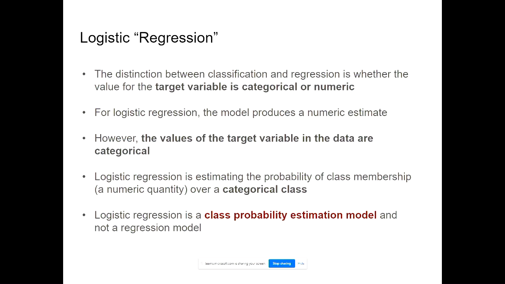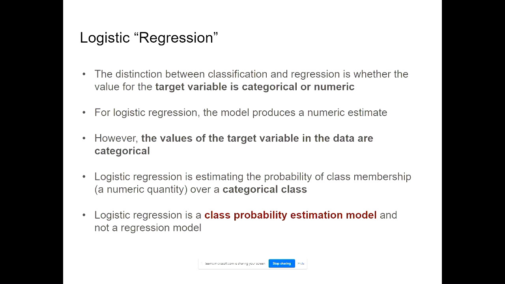So a logistic regression model should actually be called a class probability estimation model and not a regression model. I think the authors of our book are feeling a little bit fussy about this distinction. They don't like the fact that logistic regression is called logistic regression.